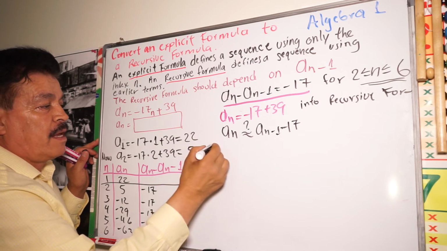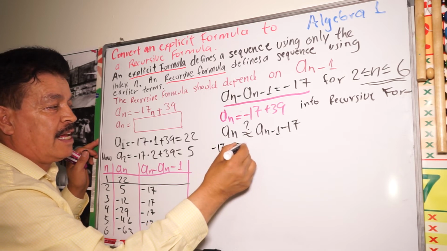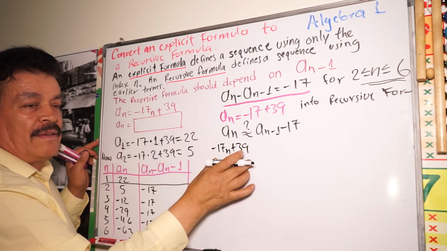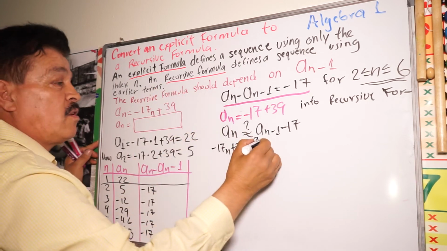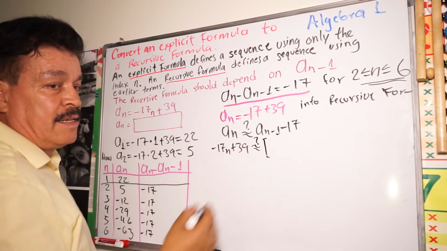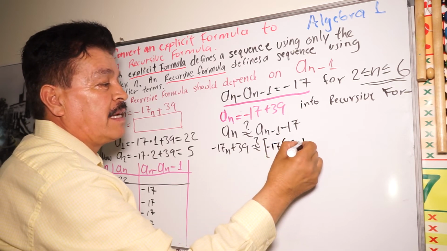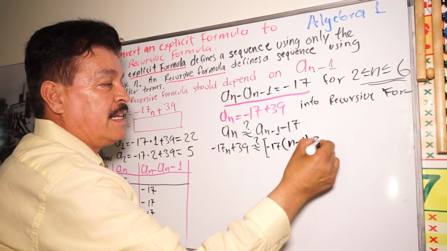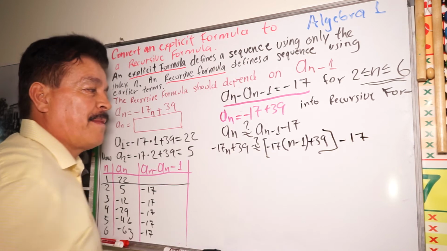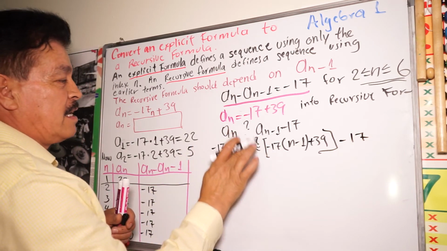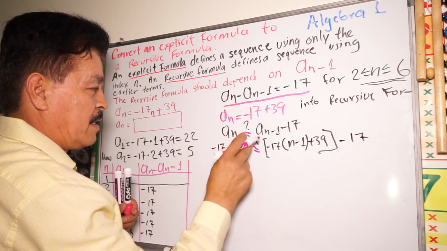Next step, write negative 17n plus 39. This negative 17n plus 39 equals, in brackets, negative 17 times (n minus 1) plus 39, close bracket, minus 17. I'm going to write the signs with a different color right here. Sometimes we get confused. Okay, all right.